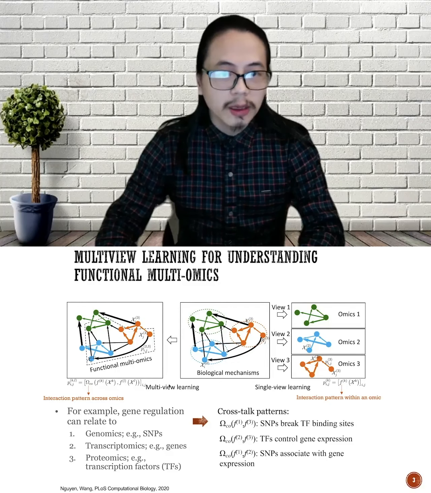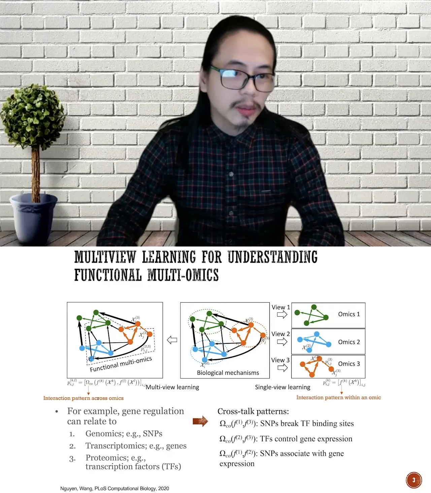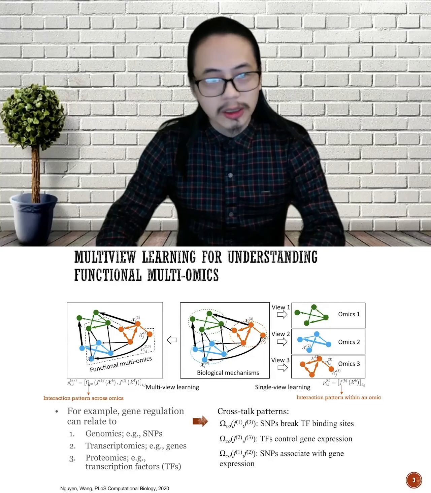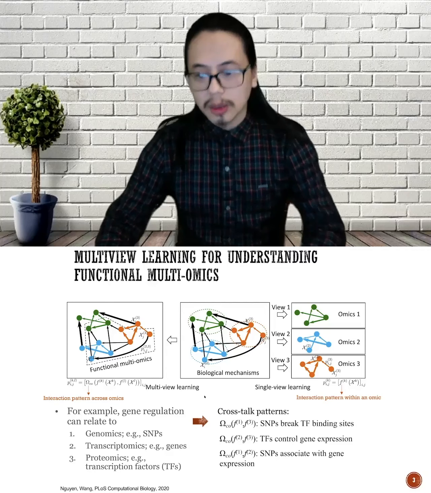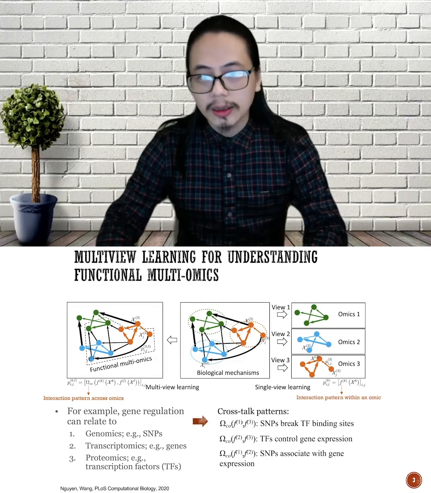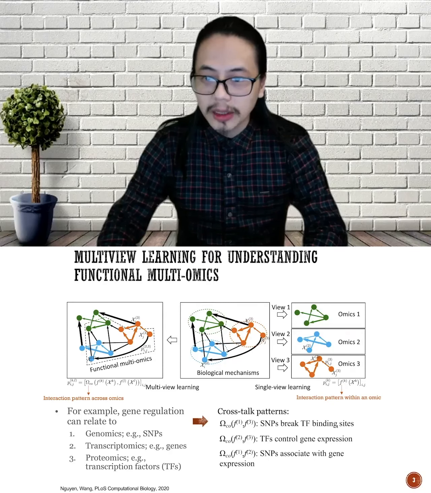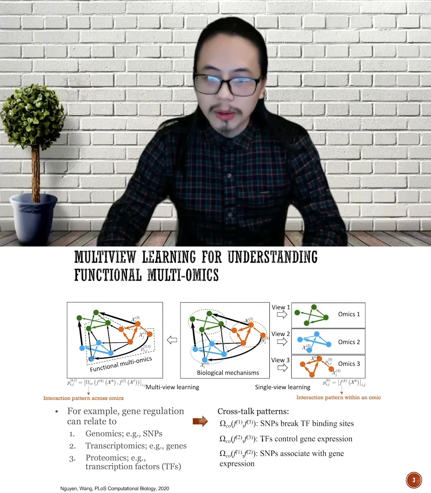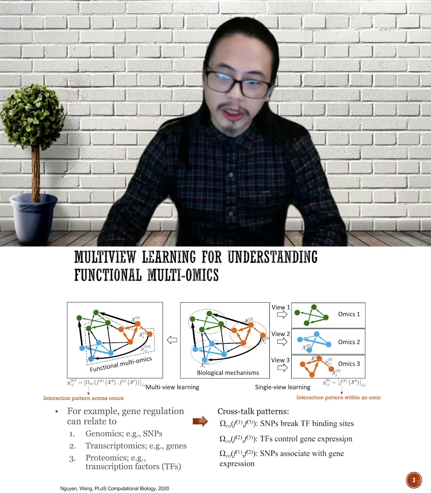But using multi-view learning, we can also learn the crosstalk patterns or the interaction pattern across different omics, depicted by the omega co-regularization term here, which is the co-regularization between the 2 functions f. So in this pairwise fashion, we can learn, for example, how SNPs can break transcription factor binding sites between genomics and proteomics, or how transcription factors control gene expression between proteomics and transcriptomics.